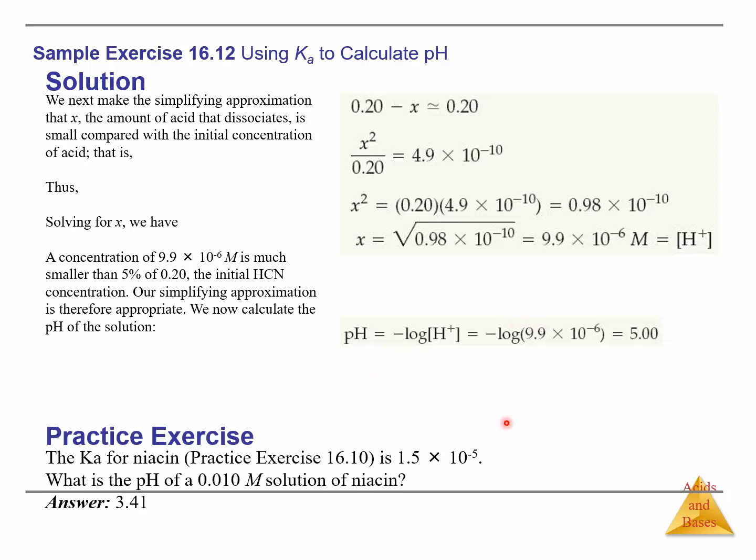Similarly, you can solve the practice exercise. The Ka for niacin is this value. What is the pH of a 0.010 molar solution? You can also calculate it.